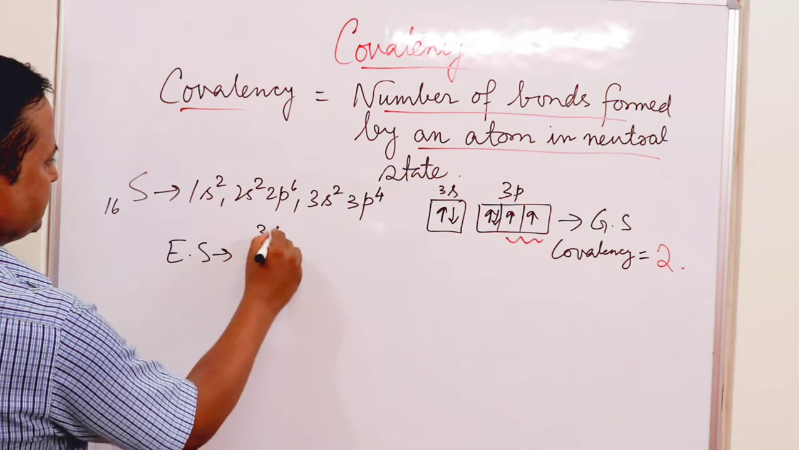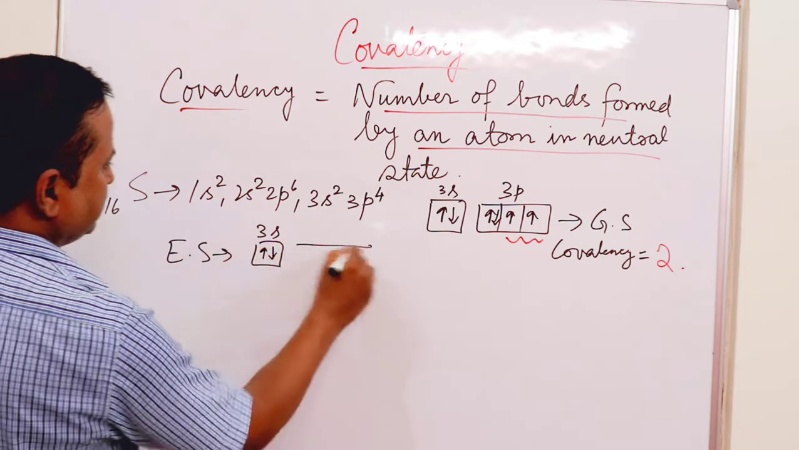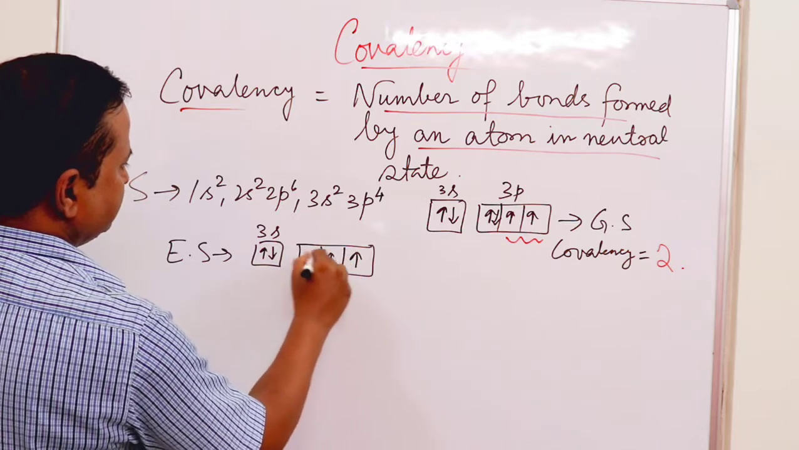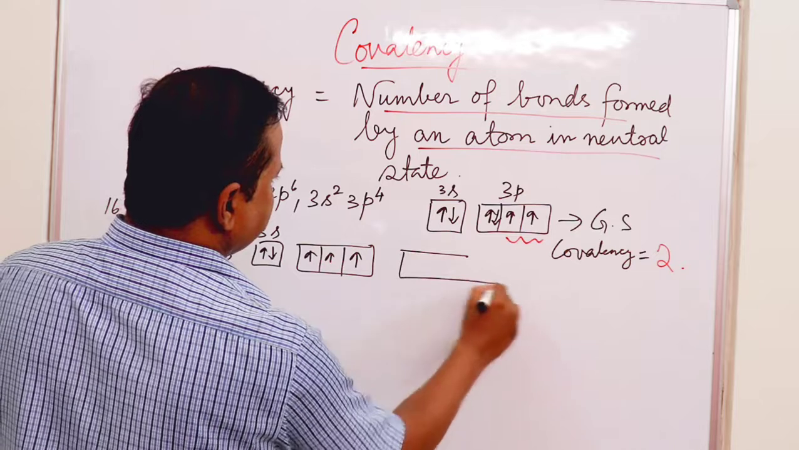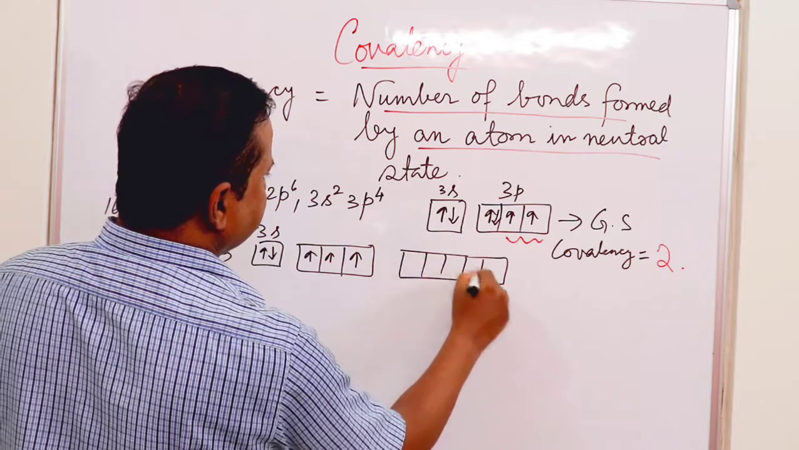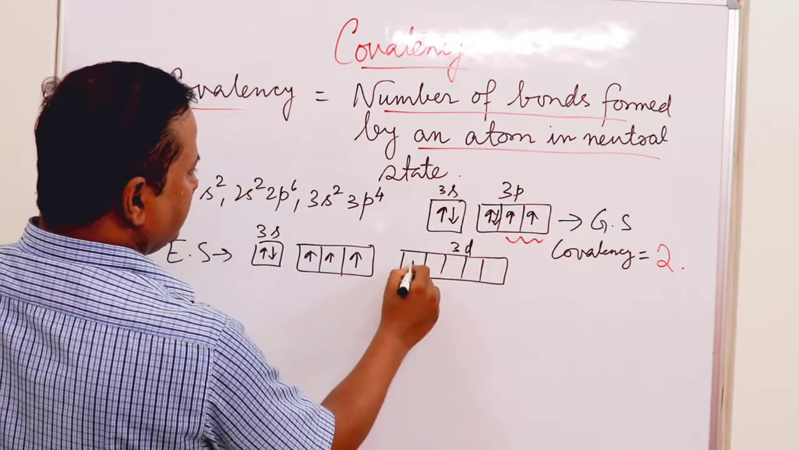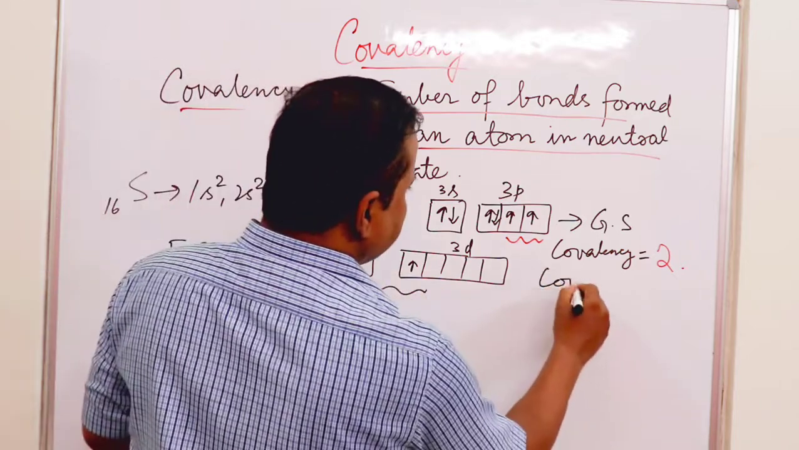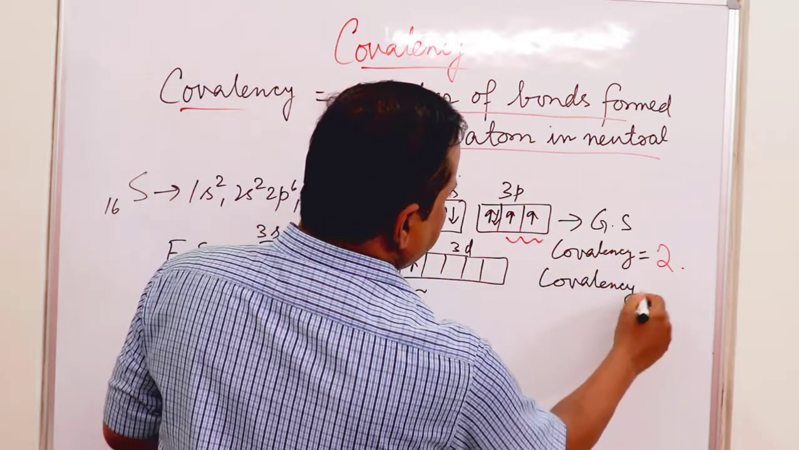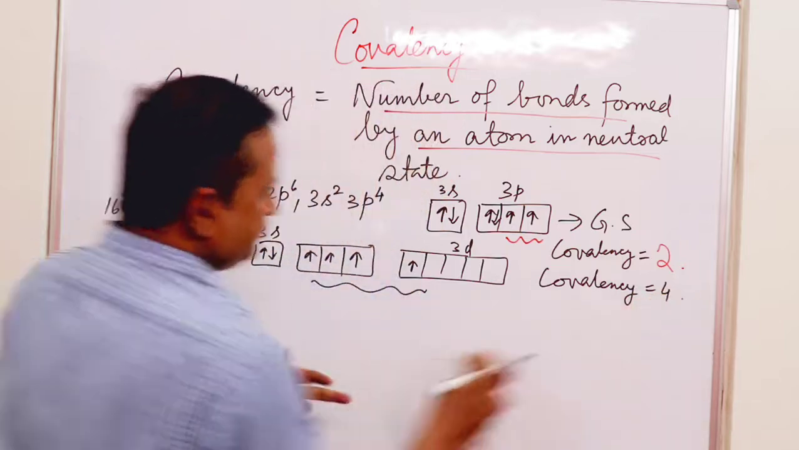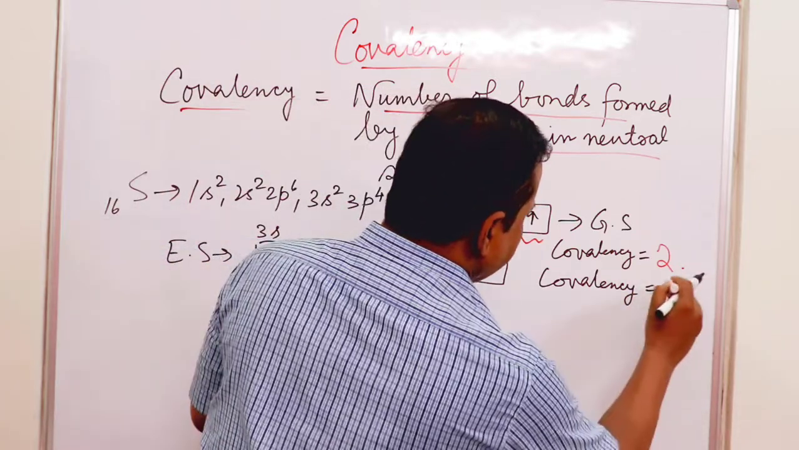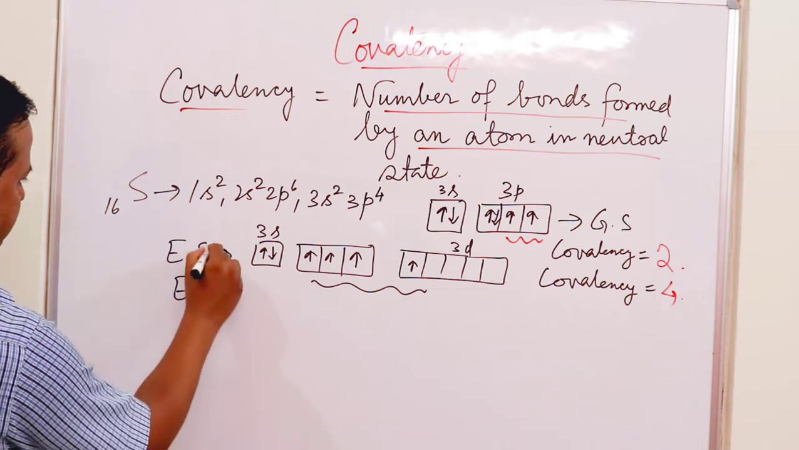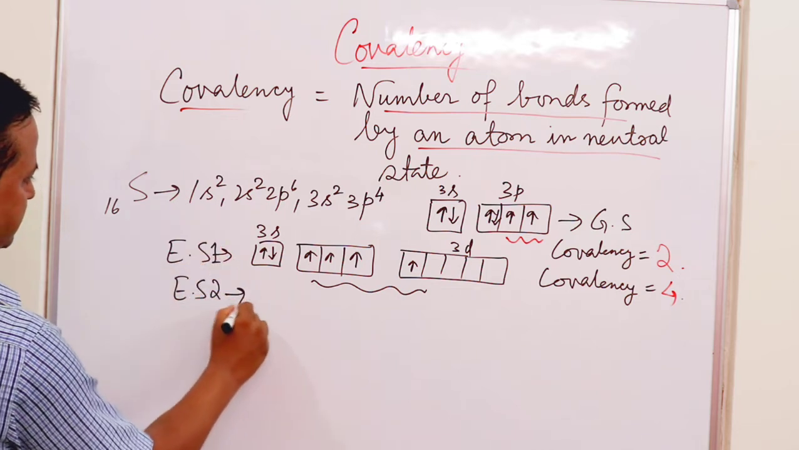These 3s, 3p, this is 3d. This electron can move here, that means 1, 2, 3, 4. In this case, covalency is equal to 4. Similarly, we can find another excited state. This is excited state 1, this is excited state 2.